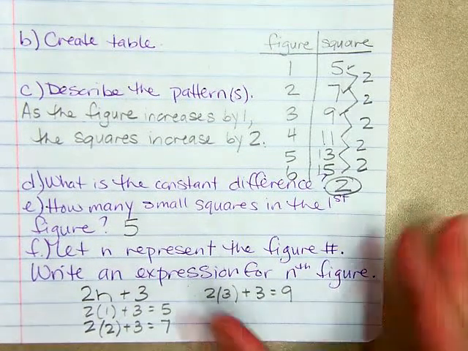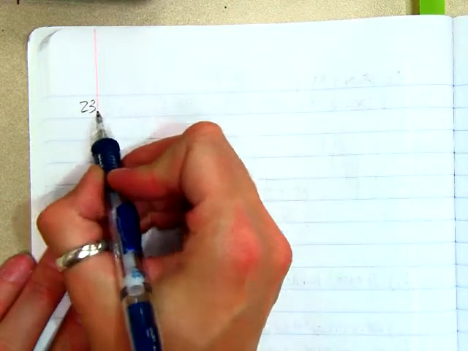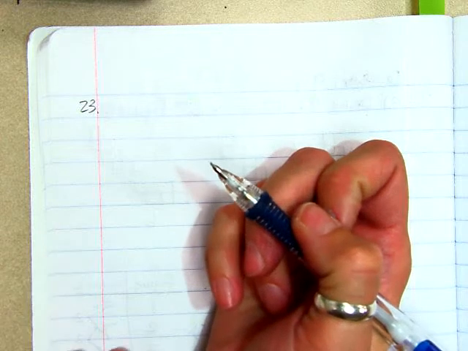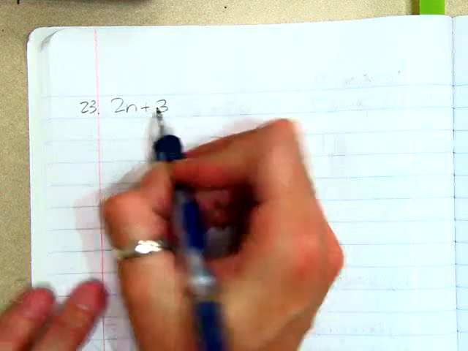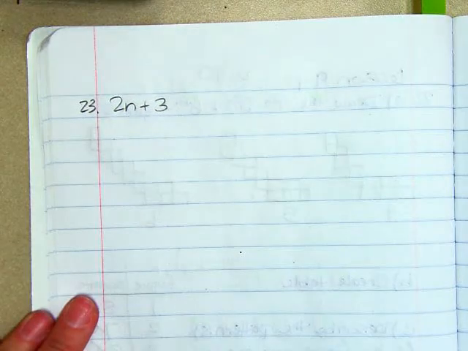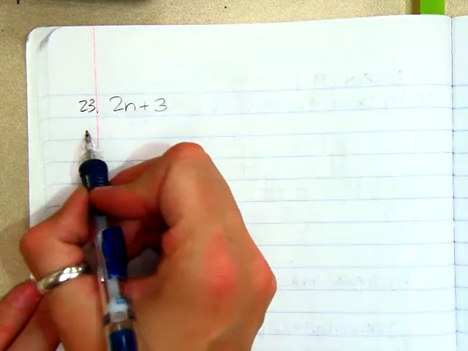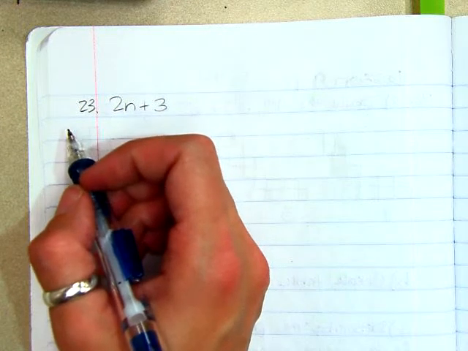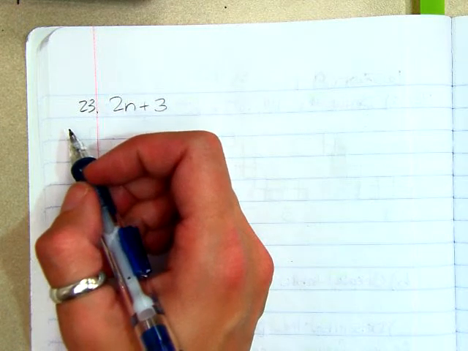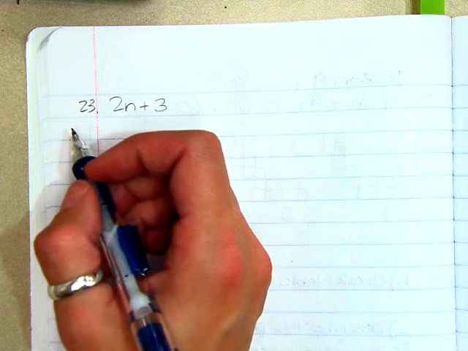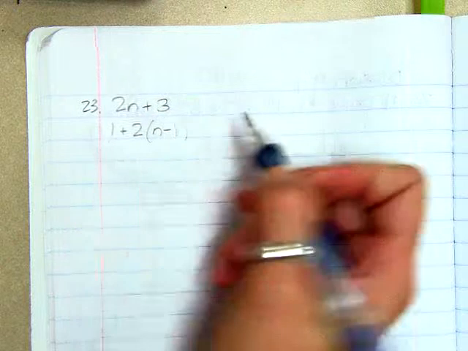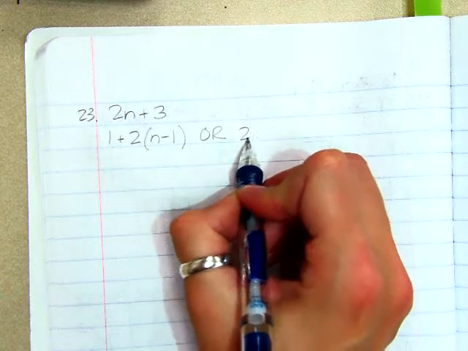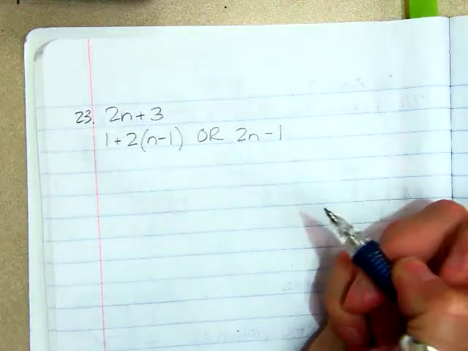The only other one that we didn't do in class was number 23. And 23 says, compare the expression you found in item 22, which I'm just going to rewrite. We said it was 2n plus 3. And it says, compare that with the items that you found in 17 part B. So 17 part B we went over in class. I just want to make sure that I write it down right. But it says 1 plus 2n minus 1, or we could have had 2n minus 1.